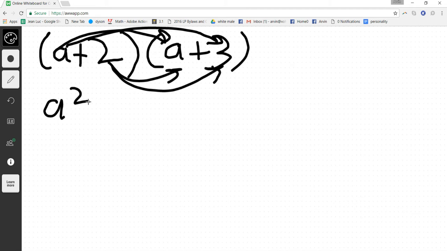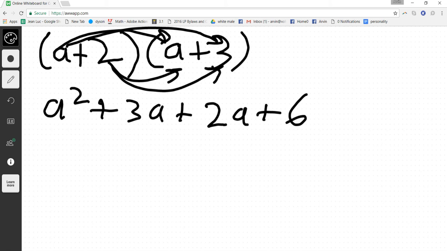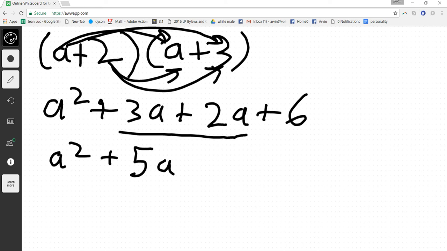Then I do A times 3, which gets me plus 3A. Then I'm going to do 2 times A, which is 2A. And then I'm going to do 2 times 3, which is 6. But this is not finished. Why? Because we have two like terms. We're going to add them. We're going to get A squared plus 5A plus 6.